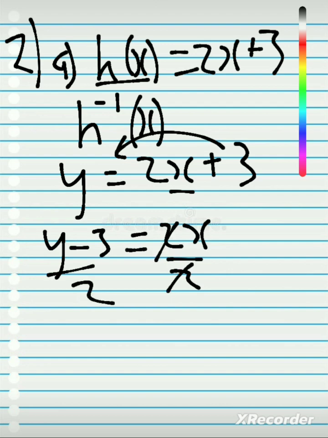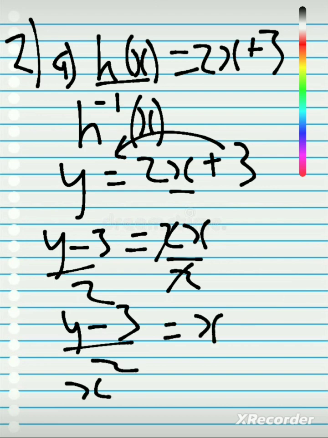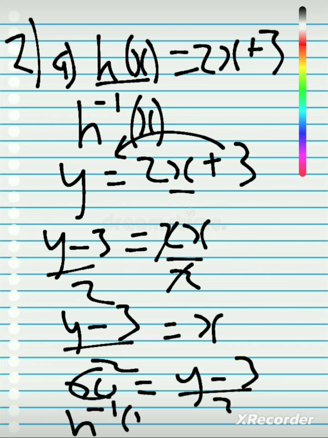This goes, this goes. Okay, so you have (y minus 3) over 2 equals x. So you can rewrite like this, x equals (y minus 3) over 2. So h inverse of x equals, y becomes x, (x minus 3) over 2. Okay, that's the answer.